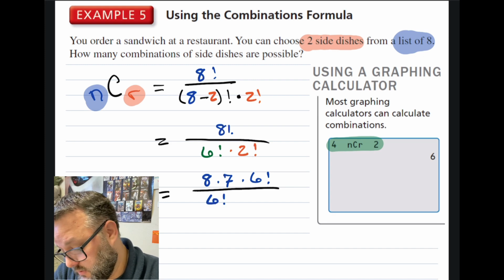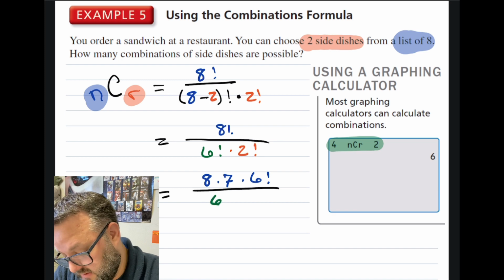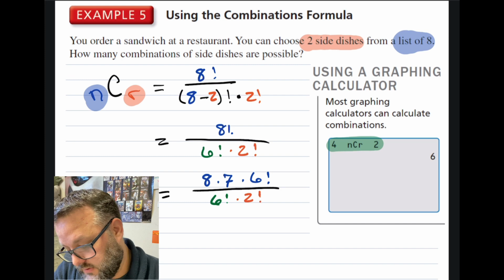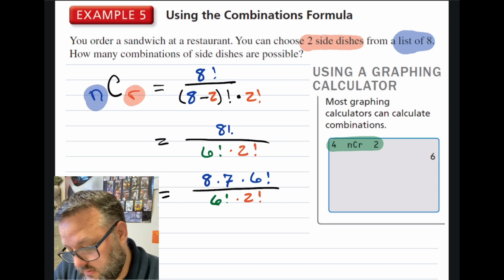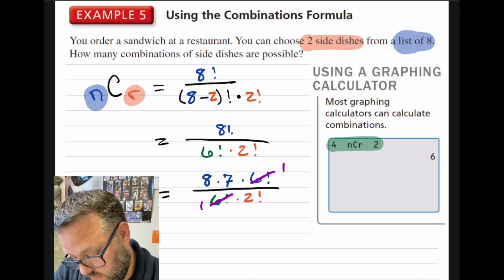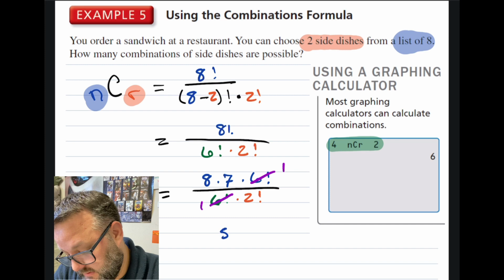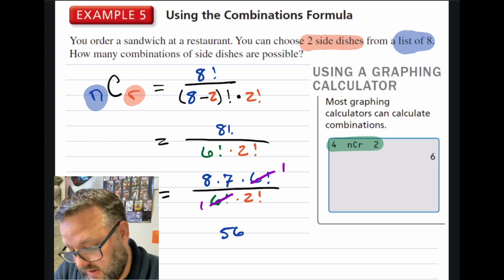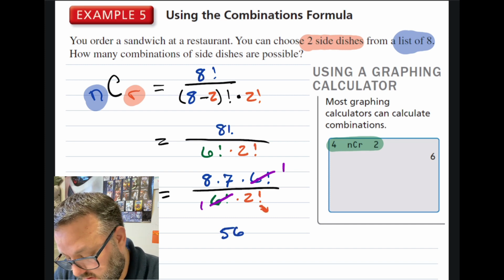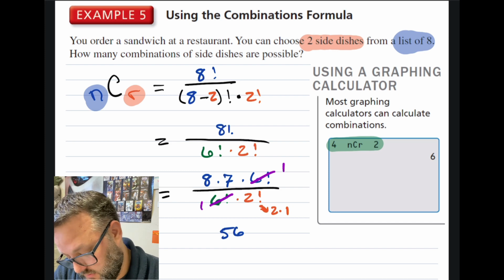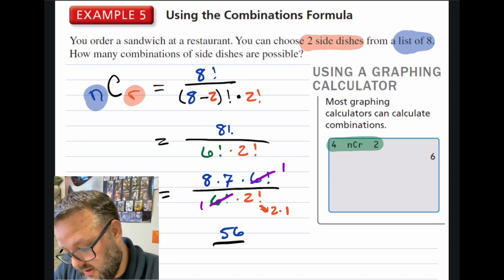Oh, I could have sworn I changed that. 6 factorial here and 2 factorial there. So that anything divided by itself is 1. 8 times 7 times 1 is 56. And 2 factorial is the same thing as 2 times 1, which is just 2. So that means we are dividing by 2.